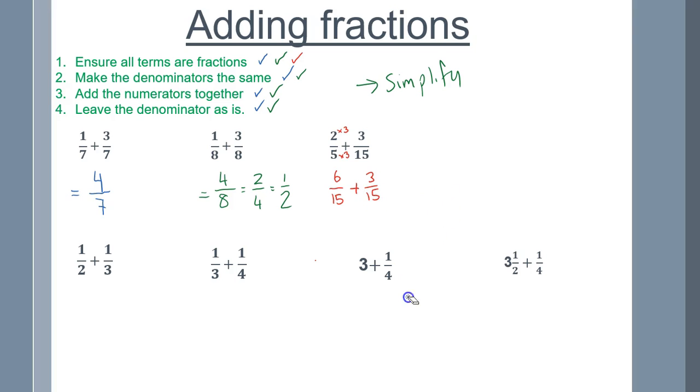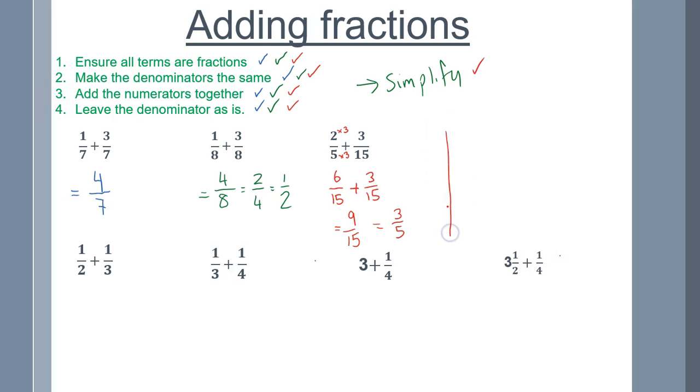So I'll finish this one off and then we'll do it the other way. So that is now a tick. The denominators are the same. I'm going to add the numerators together. 6 plus 3 is 9. Tick. I'm going to leave the denominator as it is, 15. Tick. And I'm going to simplify. So they both divide by 3. 3 over 5. Done that one as well.